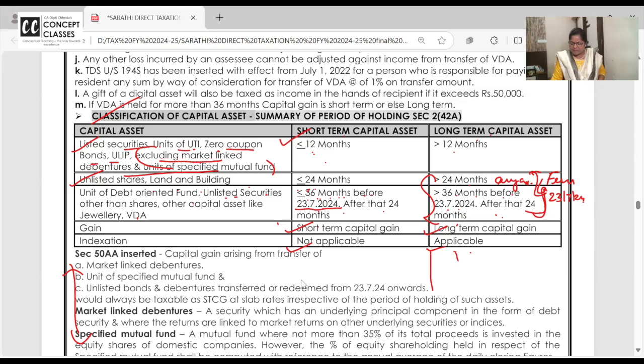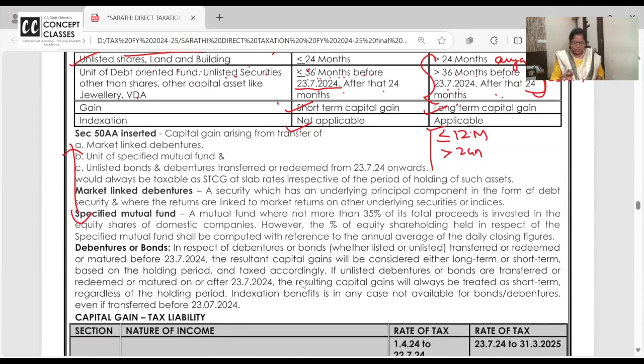Only two slabs are there. Less than or more than 12 months for the listed shares, UTI and zero coupon bonds, and more than 24 months for all the other assets: unlisted shares, land, building, other capital asset, jewelry, virtual digital asset, and all. Is this clear to all of you?